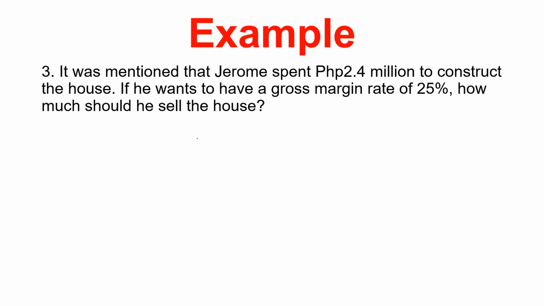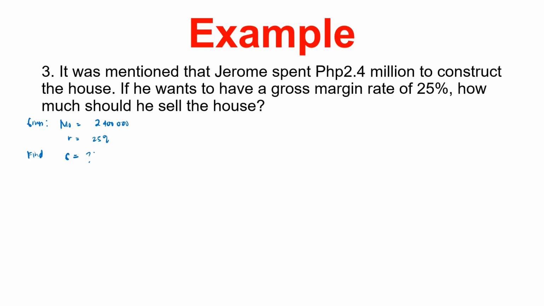It was mentioned that Jerome spent 2.4 million to construct the house. If he wants to have a gross margin rate of 25%, how much should he sell the house? This problem is also related to the one that we solved earlier. So first, put the given. Same, dahil connected, si 2.4 million is the cost price. But this time, he wants the gross margin rate to be 25%. And we are asked to find kung magkano ang ibebenta niya.